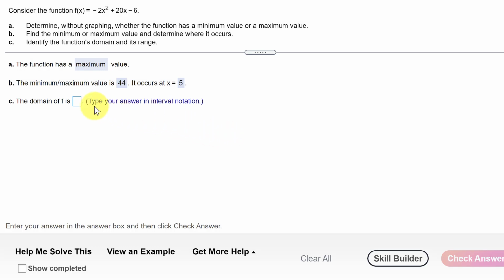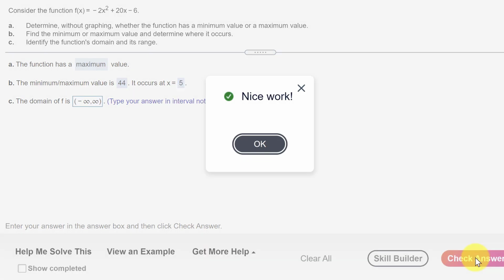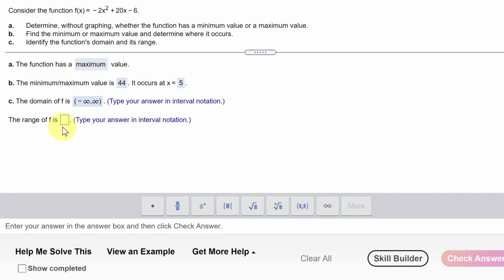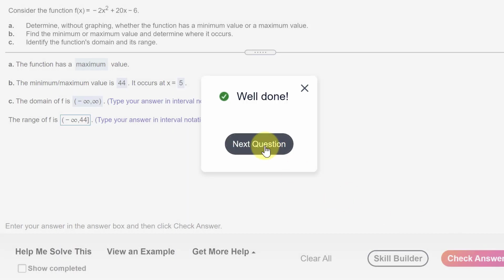And in the last part, the domain, remember, of all quadratic functions is very easy. It's all real numbers. Negative infinity to positive infinity in parentheses. And finally, the range is not all real numbers. It was negative infinity with the parenthesis, comma, the maximum value, which was 44 with a square bracket on. So check the answer. And we have finished this question.